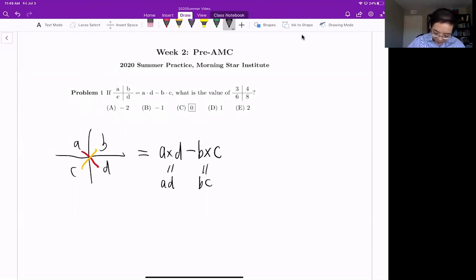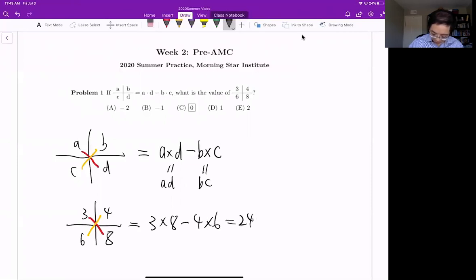For this particular example, we have 3, 4, 6, 8. Then we just do 3 times 8 minus 4 times 6, which is 24 minus 24, that's 0. So the answer is 0. Now let's look at problem number 2.